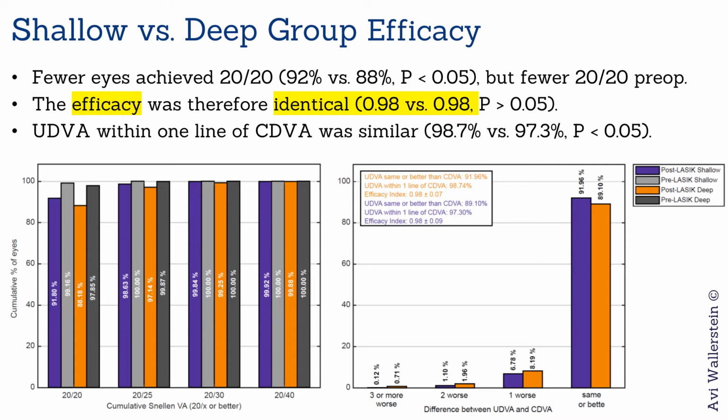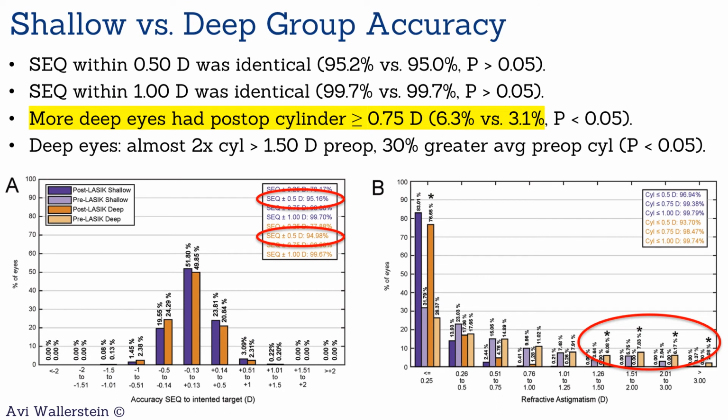UDVA within one line of CDVA was also similar. For accuracy, SEQ within half and 1 diopter were identical. 3% more deep eyes had post-op cylinder of 0.75 diopters or greater, but the pre-op incidence of high cylinder was almost twice that of the shallow group, with a 30% greater pre-op cylinder magnitude average. This is what explains this higher outlier rate in the deep group.